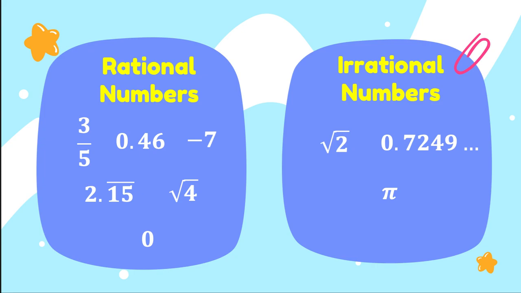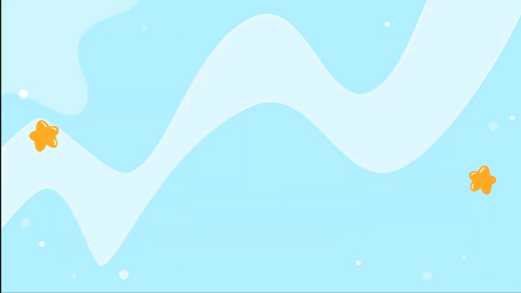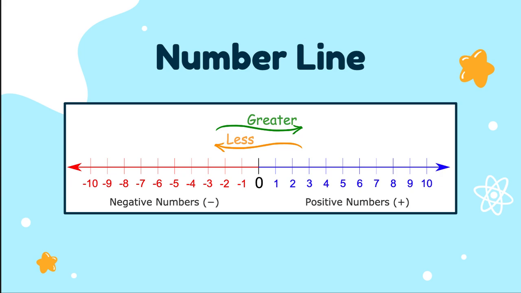Okay? Next, after we identify numbers as rational, we can now put them on a number line. Again, a number line is a set of numbers consisting of 0, and on the right side of 0, we have all the positive numbers, and on the left of 0 will all be the negative numbers or negative integers. So how can we plot rational numbers on a number line? Let's have some examples.